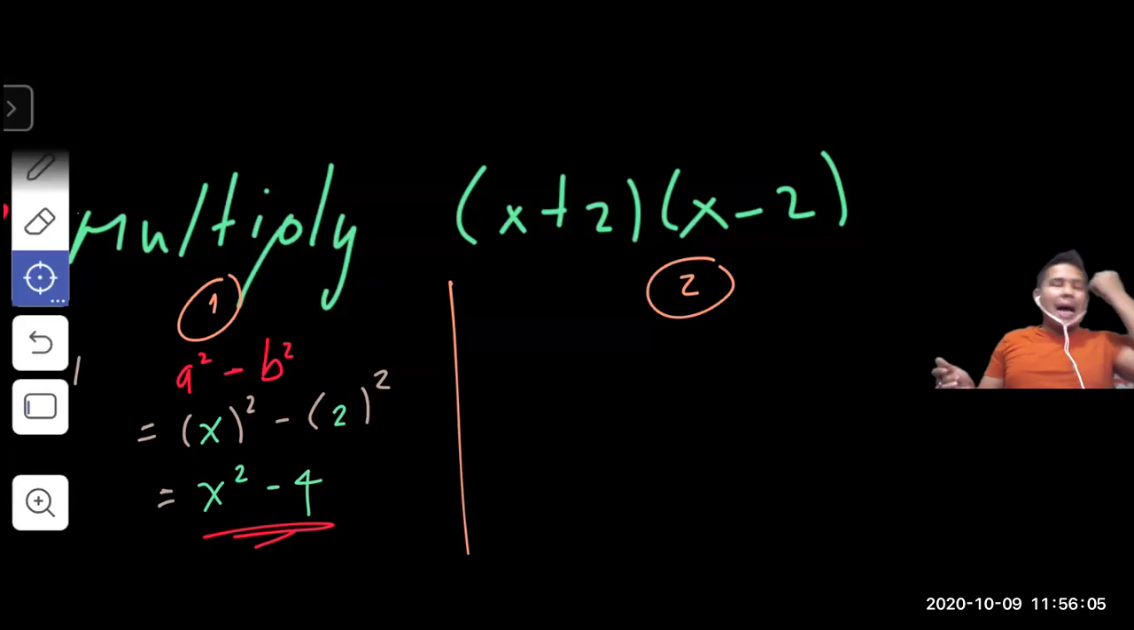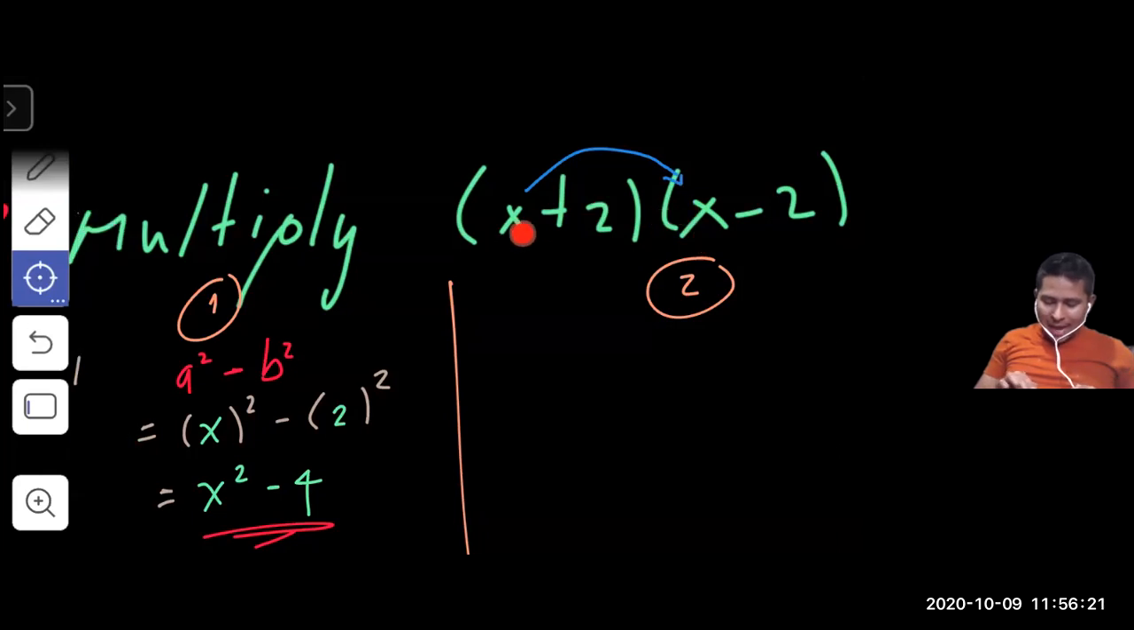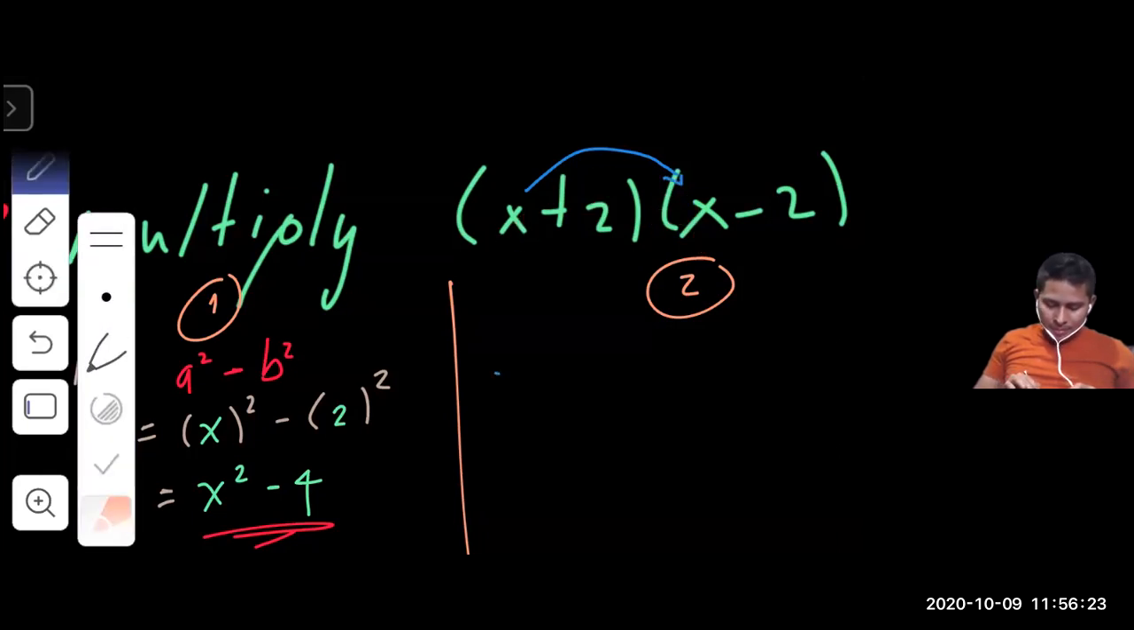But mister, I don't remember, I don't know how to use the formula. Don't worry, what's the solution? This is a simple multiplication, therefore you're going to use the distributive property. Let's try to work on that. I'm going to use the distributive property, this times this. And what is that, guys? This times this, x times x, x squared, right?